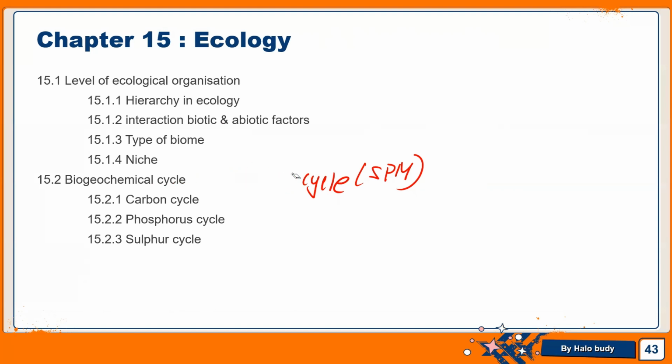So in SPM, you do not learn the nitrogen cycle, but you learn another 3 types of cycle, that are carbon cycle, phosphorus cycle, and sulfur cycle. Some are the same as the nitrogen cycle. They are like the nitrogen cycle, just the components are different. Nitrogen is changed to carbon, phosphorus, and sulfur like that.